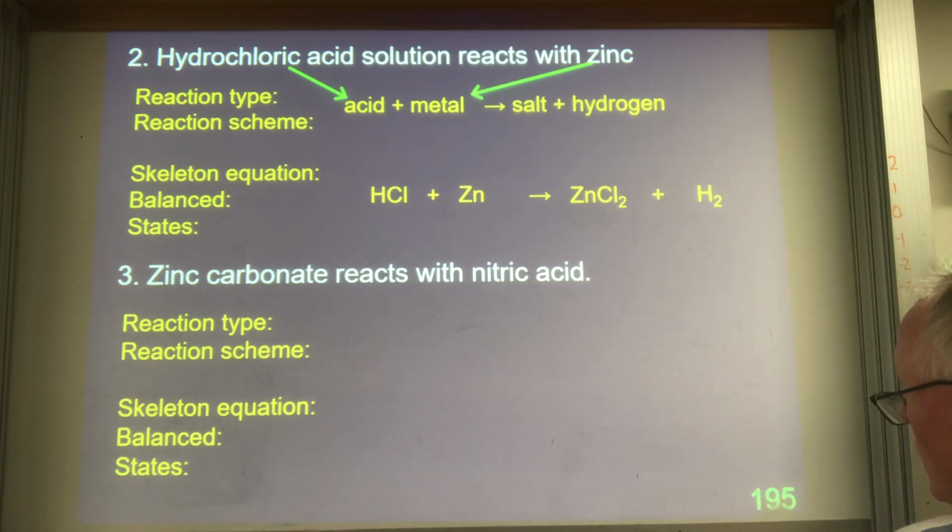Now this time look for where the 2's are, so we've got 2 Cl's and 2 H's, so that means we're going to need 2 HCl's, it's going to balance out pretty simply.